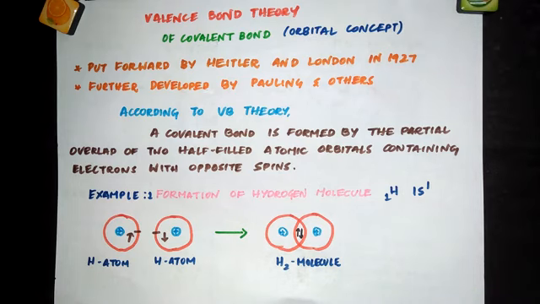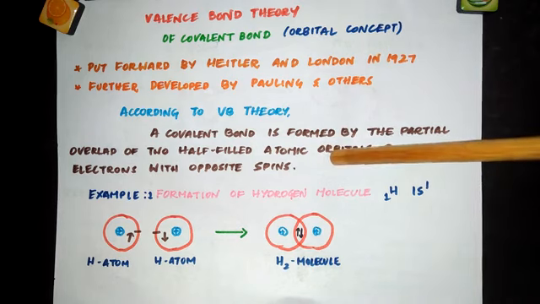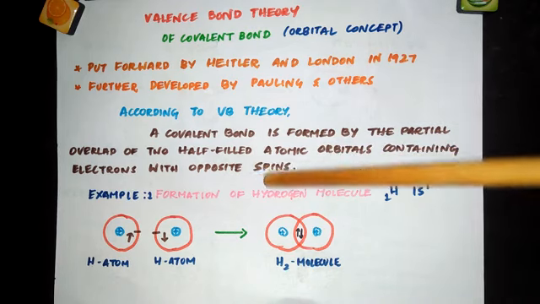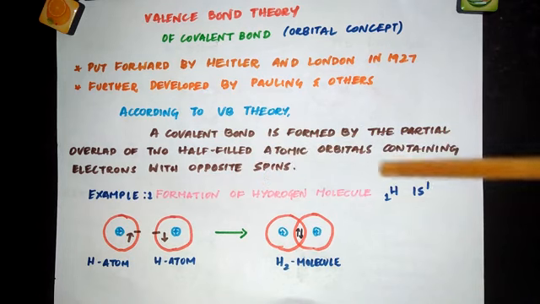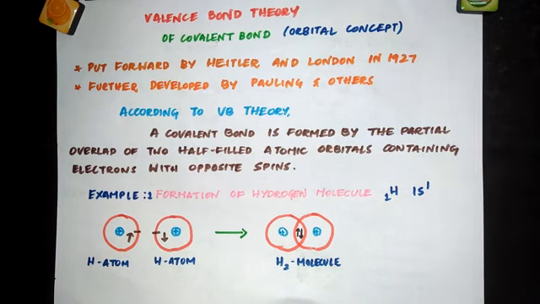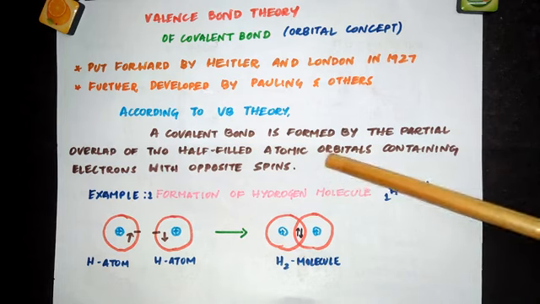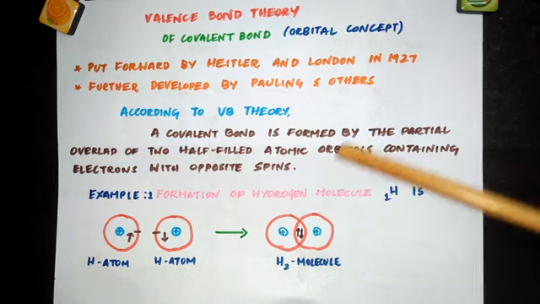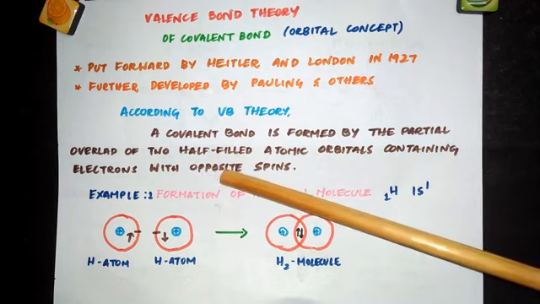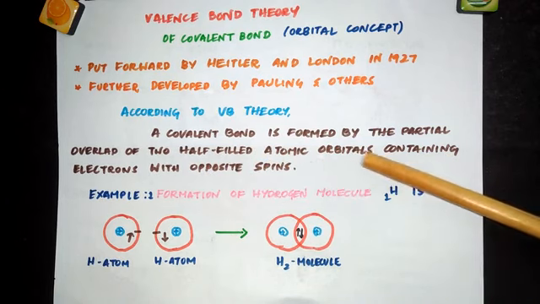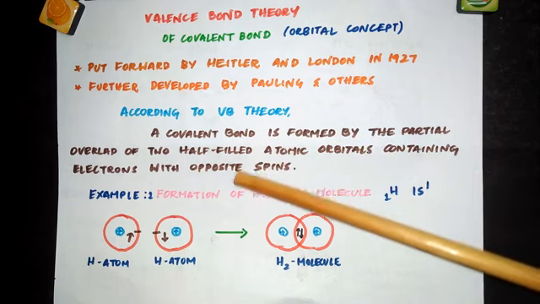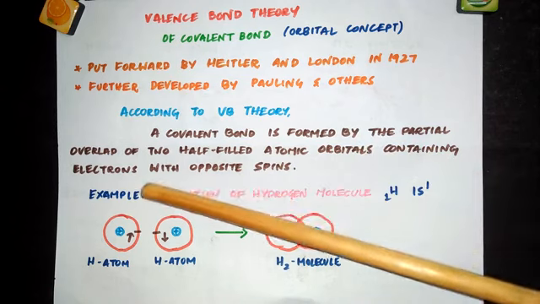According to this theory, a covalent bond is formed by the partial overlap of two half-filled atomic orbitals containing electrons with opposite spins. This theory was actually put forward to explain how a covalent bond is formed between atoms. I'll show you an example.